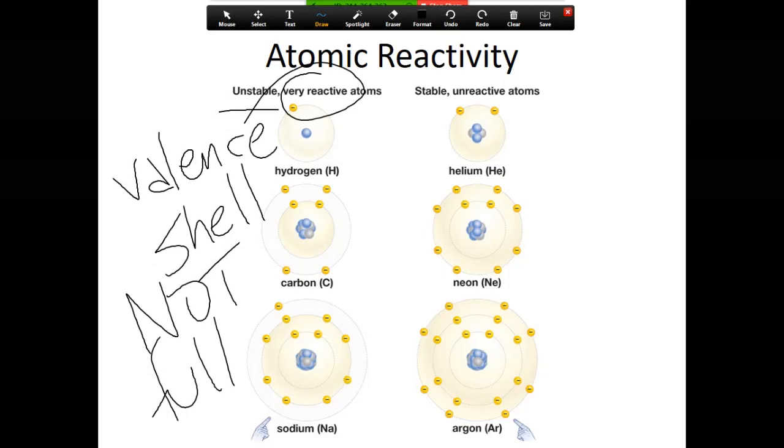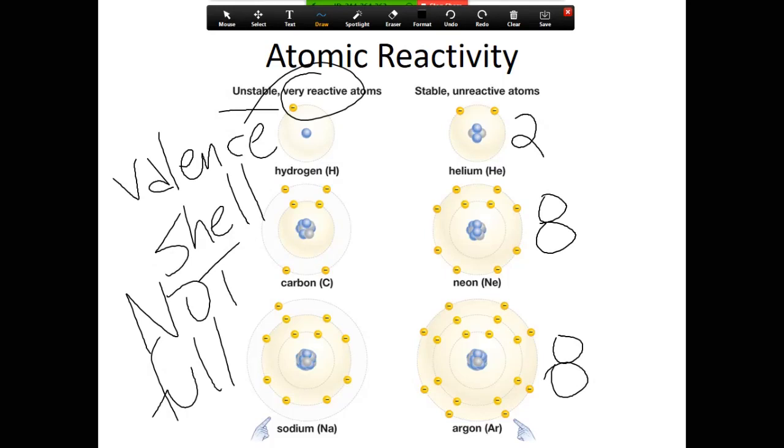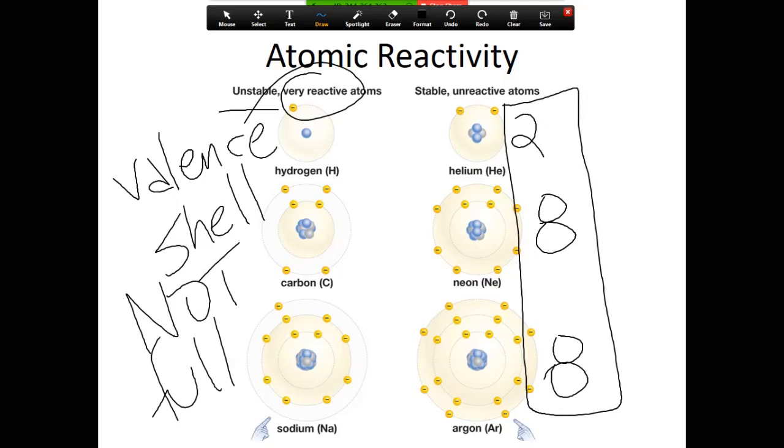On the right-hand side, I have a helium that has 2 valence electrons, neon with 8, argon with 8. So these numbers right here actually represent the maximum number of electrons that these first 3 shells can hold, 2, 8, 8. Okay, so these are full valence shells, stable, very much unreactive atoms.